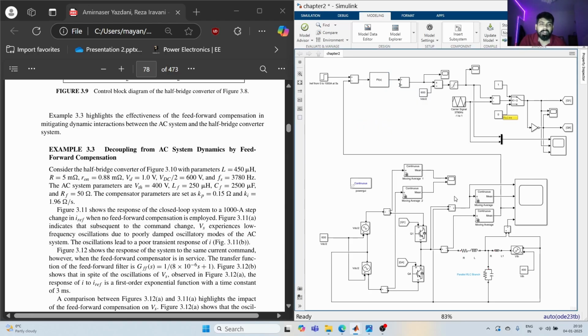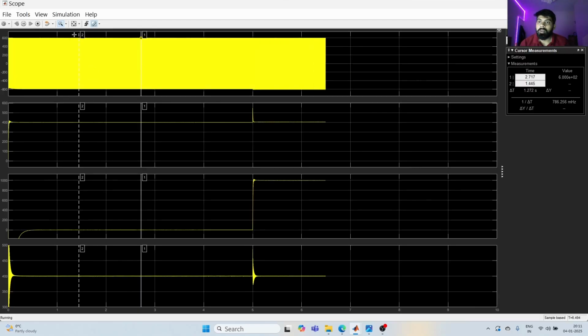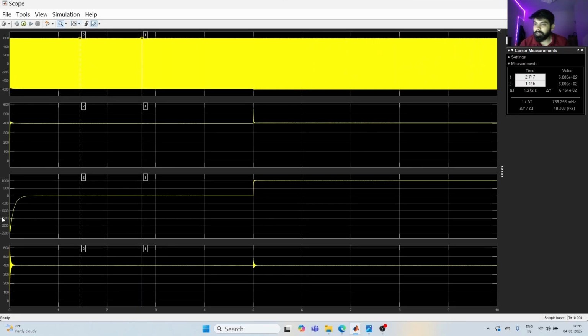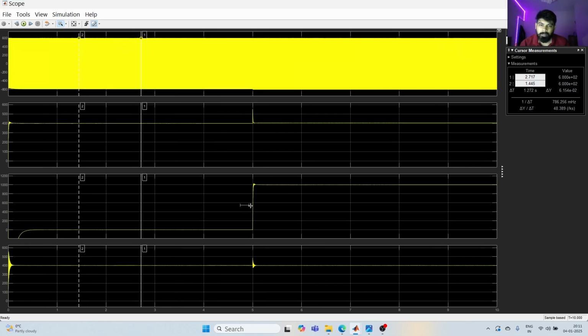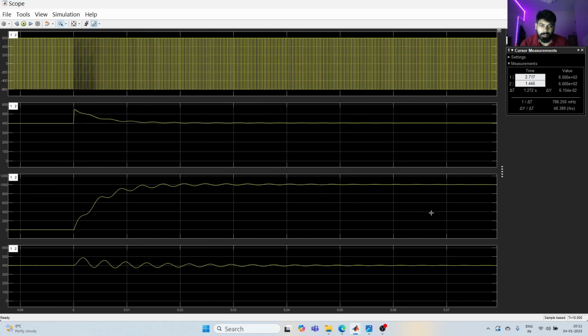We'll see how the system behaves without the feed forward compensation, what implications or what oscillations we see in our current and voltage waveforms with these new characteristics of our AC system. I'll run this. Okay, so we get that new result, and let's zoom in here. So this is what we see.